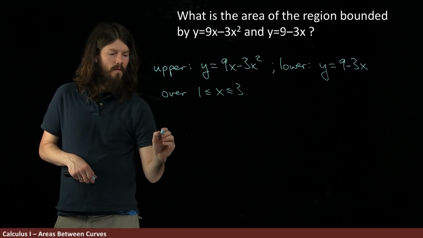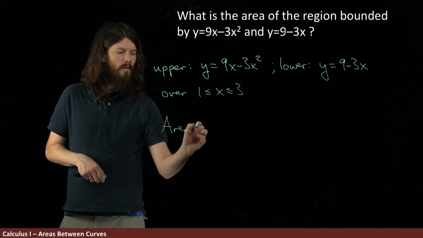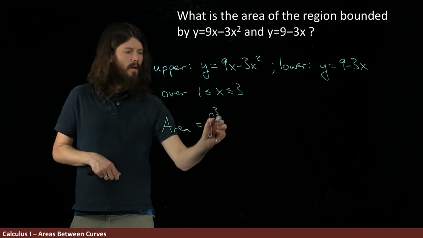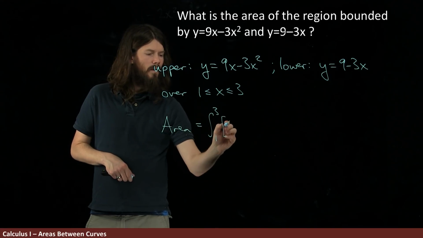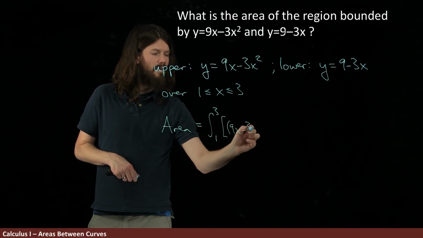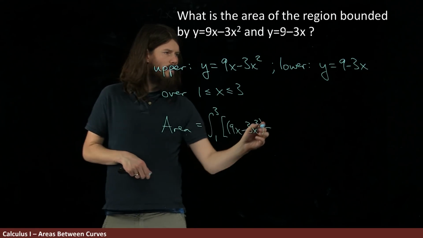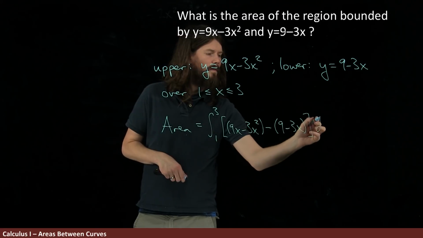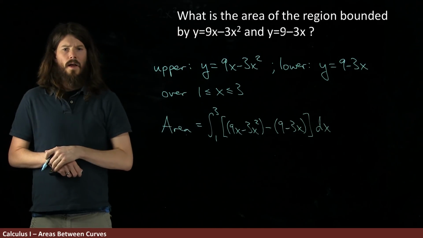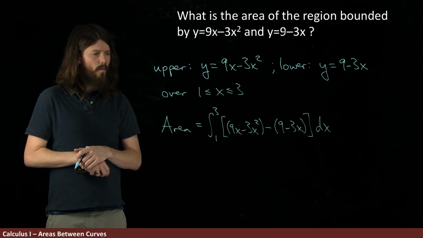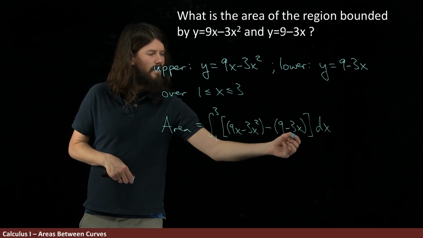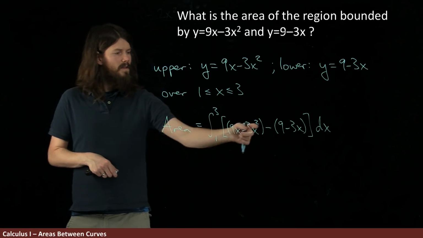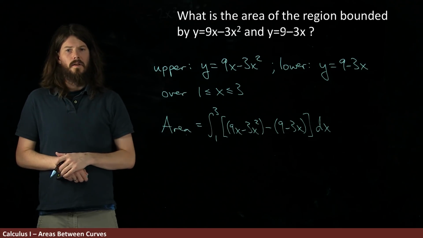integrate from 1 to 3 the upper function, 9x minus 3x squared, minus the lower function, 9 minus 3x. And a tip here, one thing we want to be careful with is we're subtracting this entire lower function. If we forget these parentheses, we get a different result and we get an incorrect result.